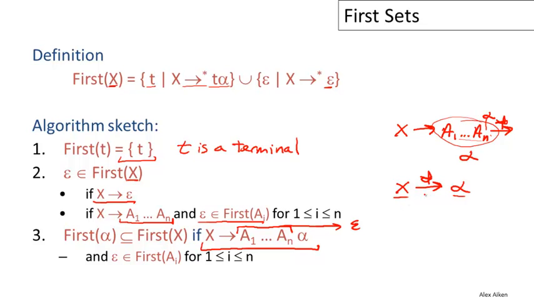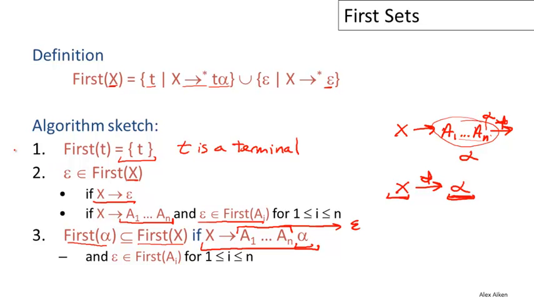And what does this mean? Well, this means that anything that is in the first of alpha is also going to be in the first of X. So if any prefix of the right-hand side can disappear, then it doesn't matter what the remaining suffix alpha is: the first of alpha will be a subset of the first of the non-terminal on the left-hand side, X in this case. All right, so that is a definition of first sets and how you compute them.